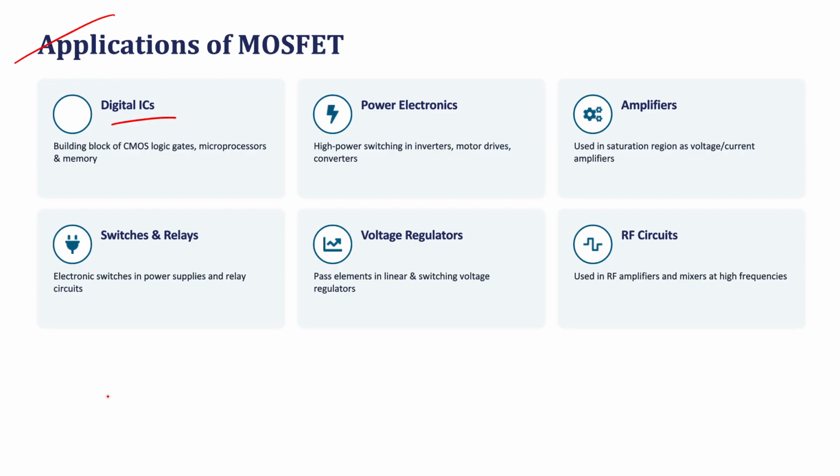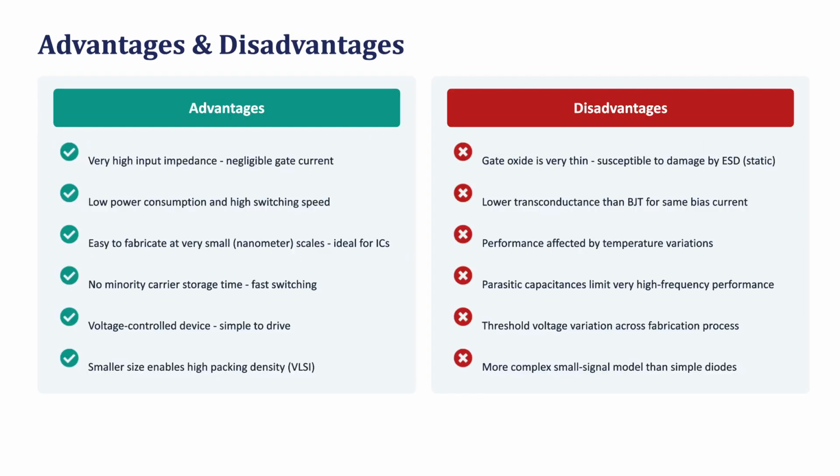So coming to the application, it is used in the digital ICs, power electronics, amplifiers, and then switches and relays. So you know that in some regions it acts like a switch. So that's why we use it in the switches and relays, voltage regulators, and RF circuits. These are some of the applications where we use the MOSFET.